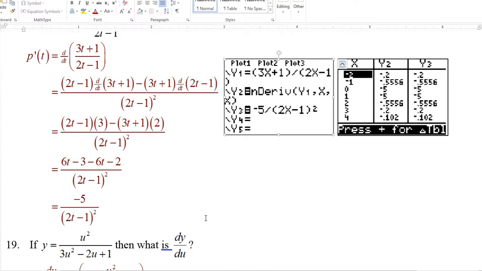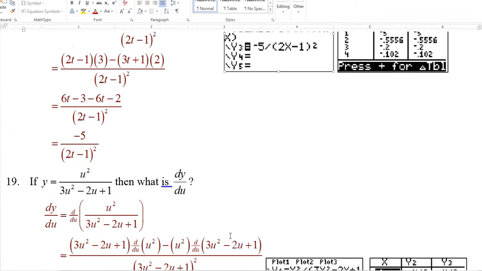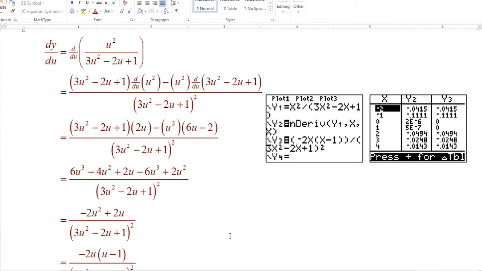Let's do another one. If y equals u squared over 3u squared minus 2u plus 1, what's dy over du? Again, that's just asking for the derivative. So this is another quotient rule problem. That's the bottom times the derivative of the top minus the top times the derivative of the bottom over the bottom squared. Derivative of u squared is 2u. Derivative of this part is 6u minus 2.